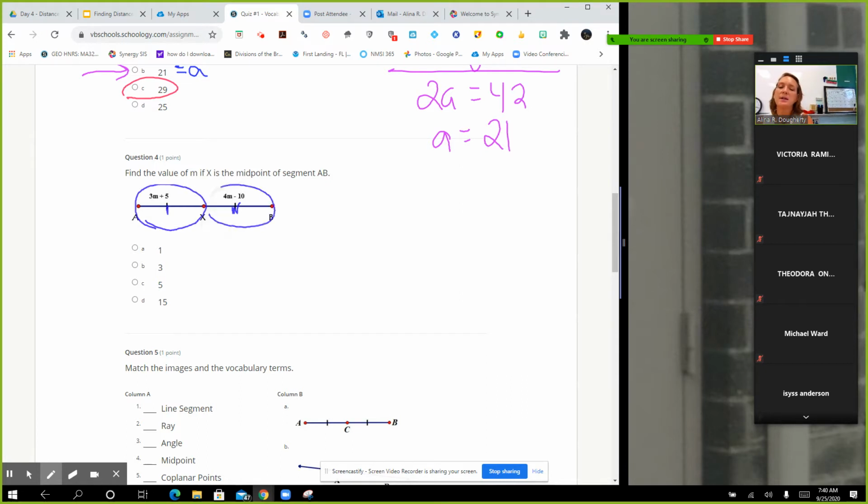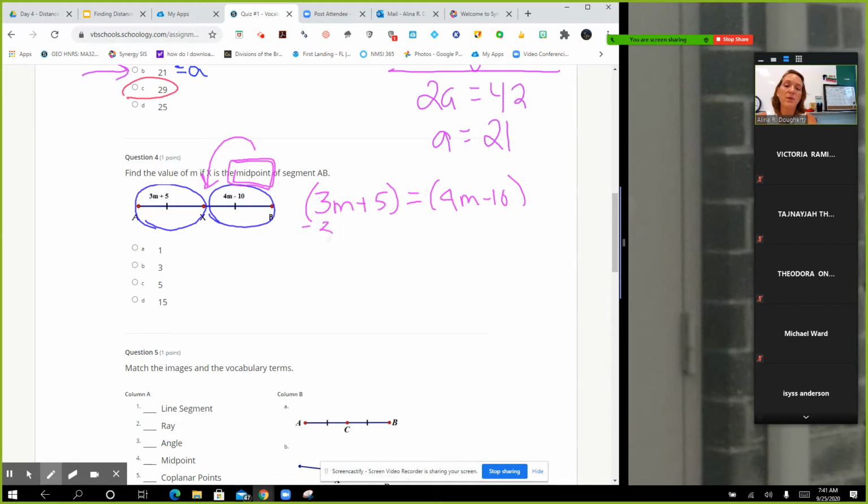So AX and XB are both exactly the same. Those little tick marks are congruent. And then what word up in the problem gives you a clue as to what you're supposed to do? Midpoint. And how are those two sides related if X is the midpoint? Are they equal to each other? So the left side equals the right side because X is the midpoint. They're both exactly the same length.